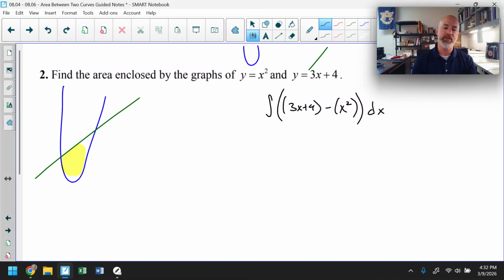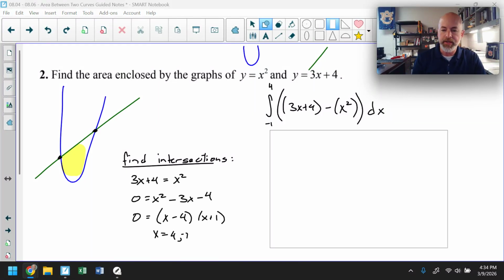Now we need the limits of integration. Since they did not give us the limits of integration, we need to find the intersection of these two curves to serve as the limits of integration. So we're going to do that, and that's going to require some algebra 1, and since you are in calculus, I will assume you can find the intersections, and I'm going to do that with the video paused.